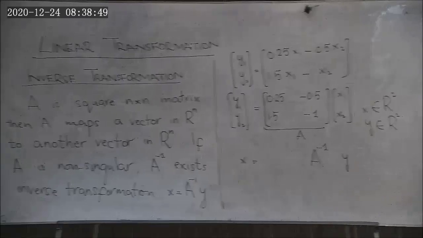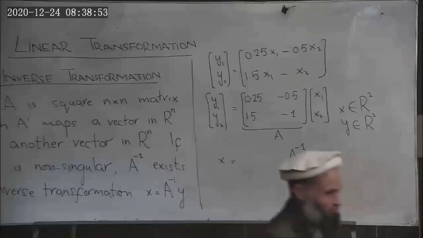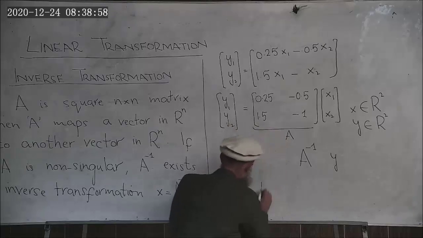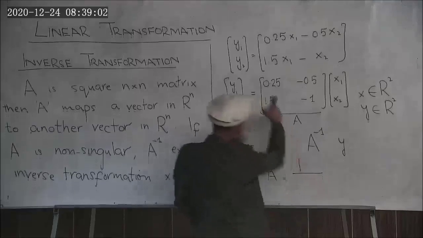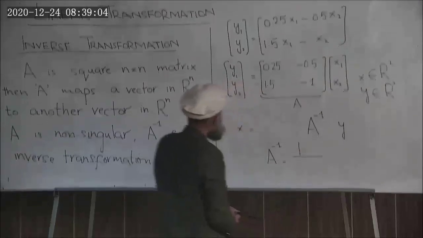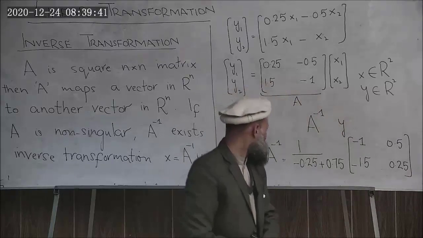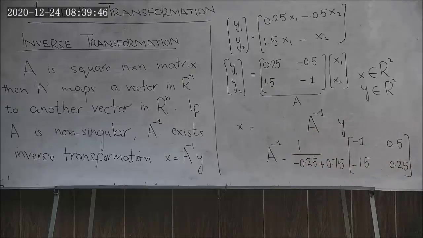Determine whether A is invertible or not. It will be invertible, non-singular, if its determinant is non-zero, and then A inverse will be given by 1 over determinant of A, which is multiplied by the adjugate matrix. So this is the matrix which describes the inverse transformation.